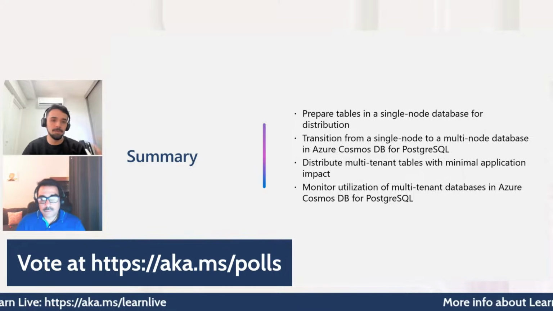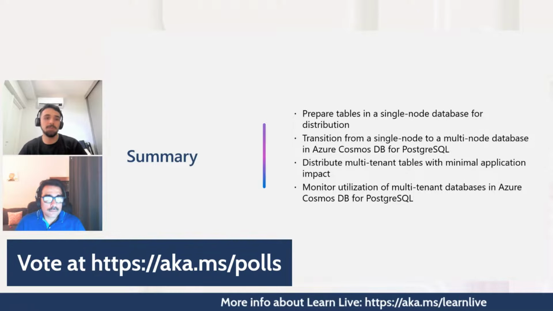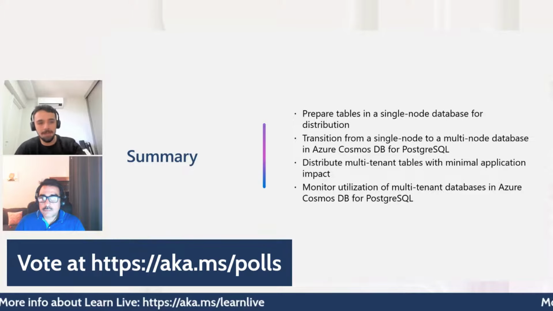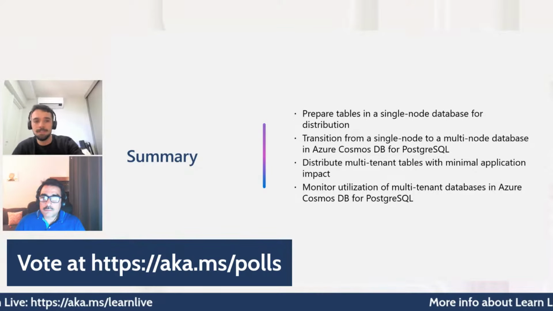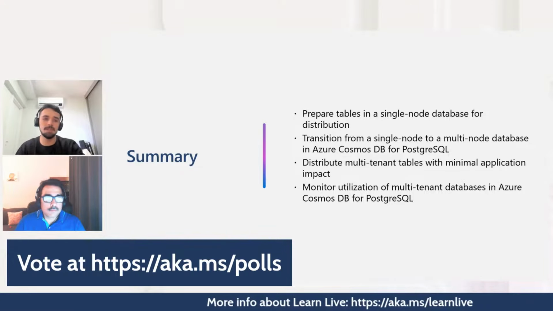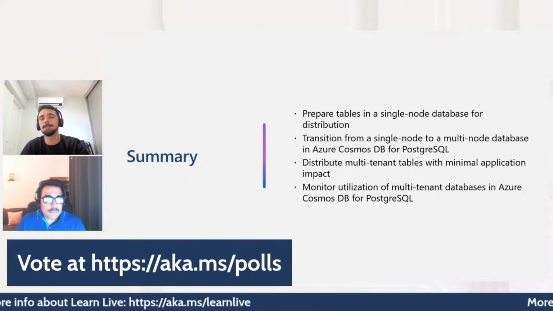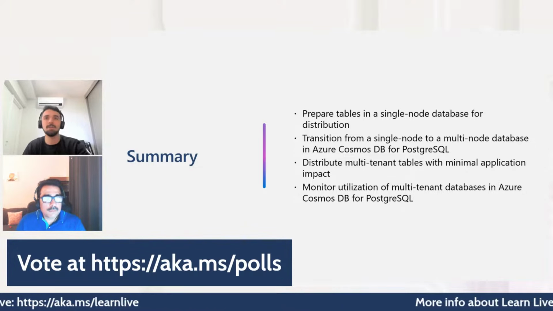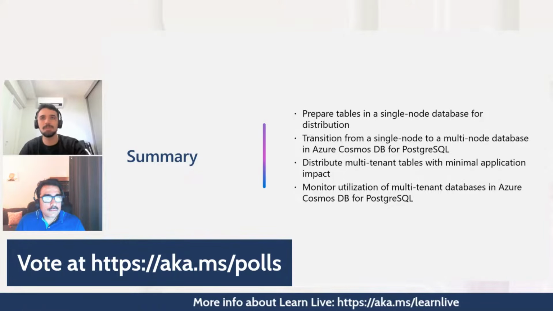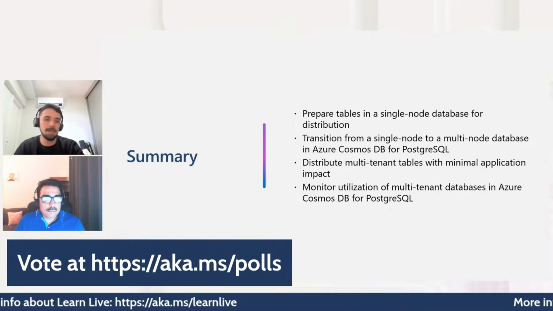When you want to move from single node to multi-node in Cosmos DB for PostgreSQL, you need to prepare your tables, right? You need to change your primary keys. You need to add the distribution key for the tables that do not contain it. Backfilling is crucial. You need to fill that new column with the distribution key. When you have everything ready for distribution, you can add your new nodes and then distribute the tables with the right method for your situation.